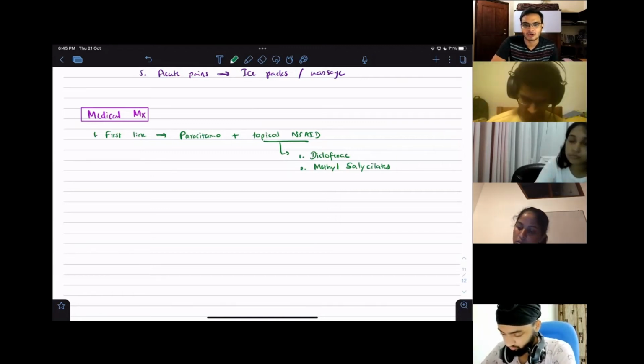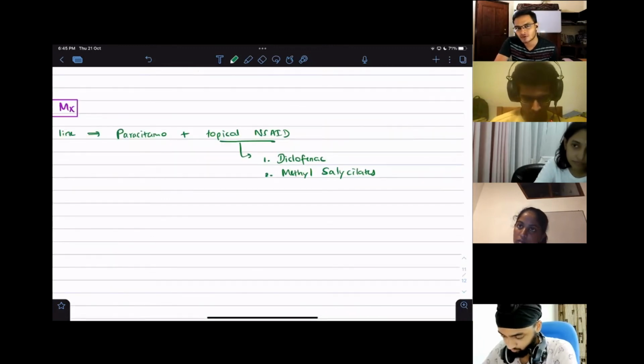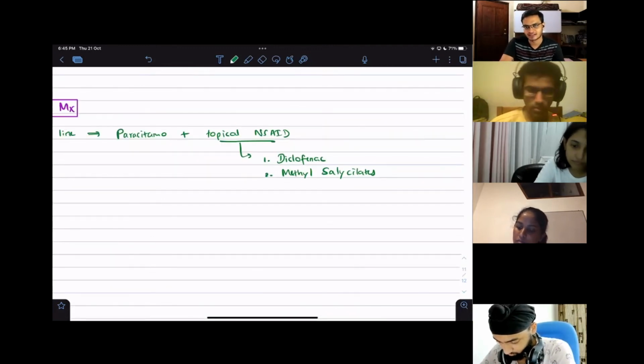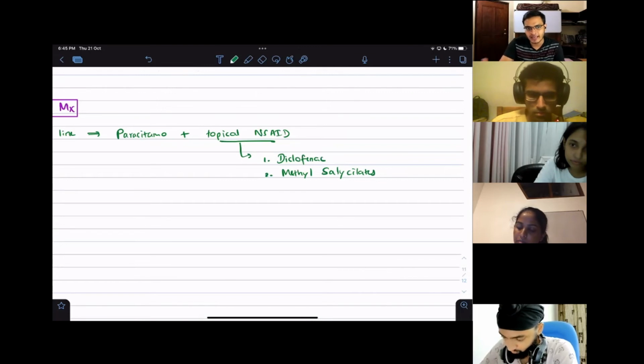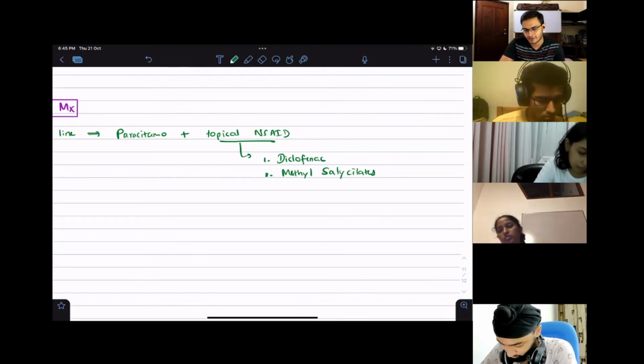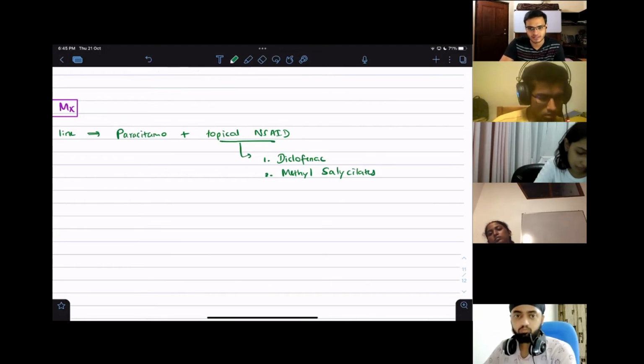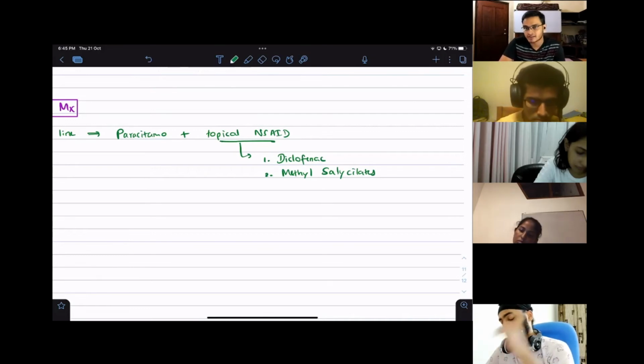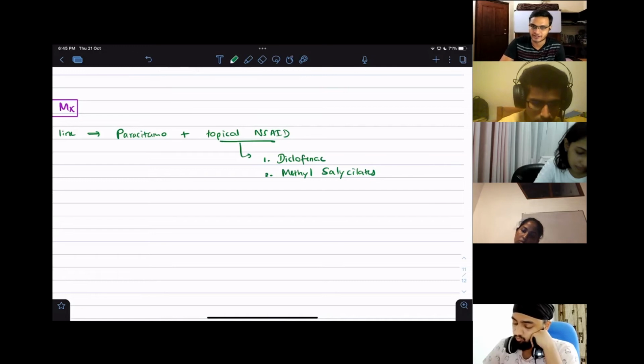No idea. Okay, there are NSAIDs. How do NSAIDs work, guys? What is the basic pharmacology? Inhibiting COX. Yes, COX inhibitors, right? So same with diclofenac, it is also working via the main pathway of COX inhibition. Methyl salicylate, same. They inhibit the cyclooxygenase pathway, so prostaglandin production is reduced and eventually inflammation is reduced. That's why they are non-steroidal anti-inflammatory drugs.